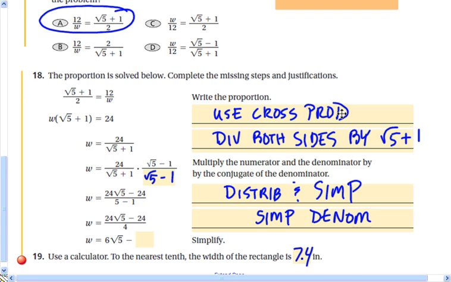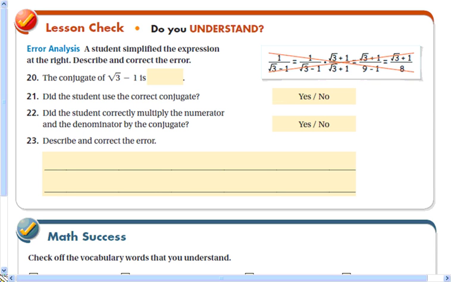All right, your lesson check. And let's see, what did the student do wrong here? The conjugate of square root of 3 minus 1 is square root of 3 plus 1. Did the student use the correct conjugate? Square root of 3 plus 1, yeah. Did the student correctly multiply the numerator and denominator by the conjugate? Square root of 3 times square root of 3 is 3, not 9.